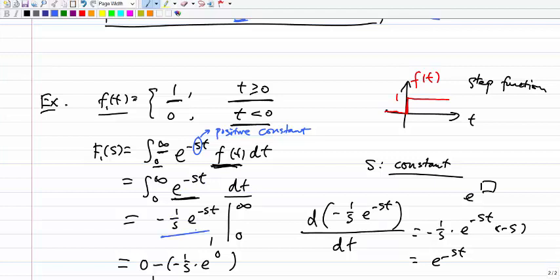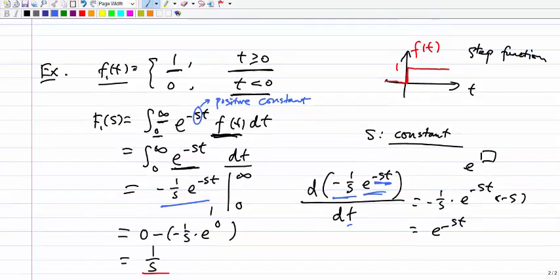The reason this is the integral is that if I take the derivative of this, using the chain rule, the constant just moves out. The derivative of e to the minus st is e to the minus st again, times the derivative of the exponent, which is minus s. So this cancels out, and you have e to the minus st. That's why this is the integral. If you have questions about this, you can review integration and derivatives a little to understand why this is the integral of that.